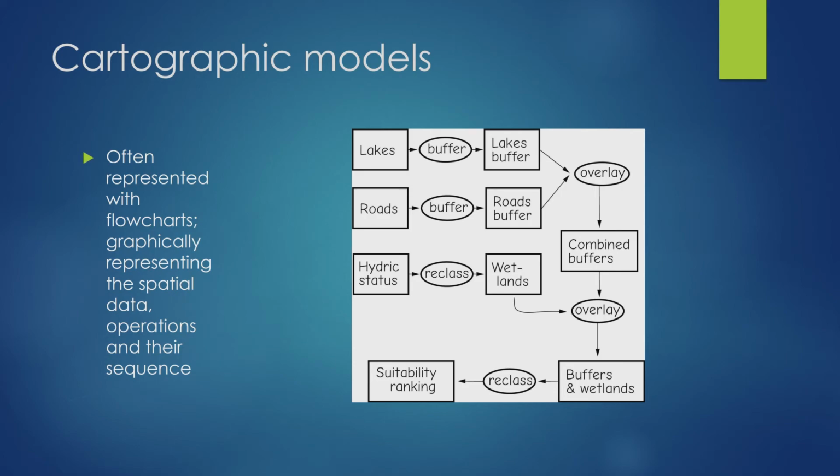And lots of times I like to get a little bit more specific with my circles when I draw the flow diagram. Think about exactly what type of overlay you want to do. And sometimes I'll say what I'm reclassifying, the column I'm reclassifying. So if it says reclass, I might actually write reclass the wetlands column. And up here would be an erase overlay, and here an intersect overlay.